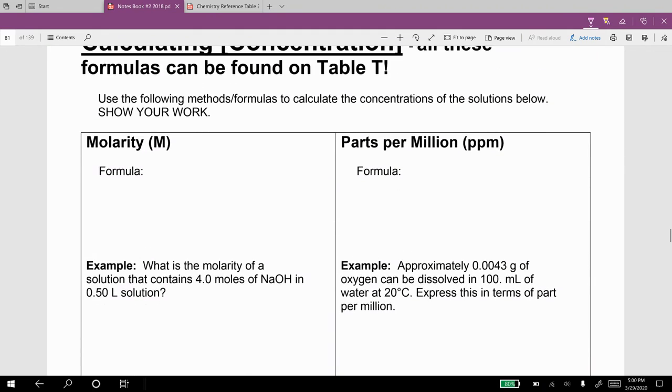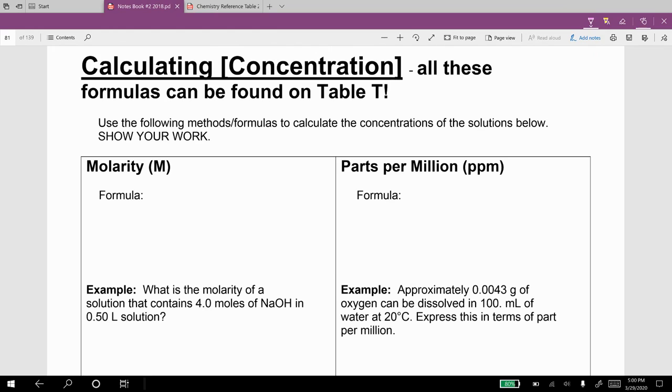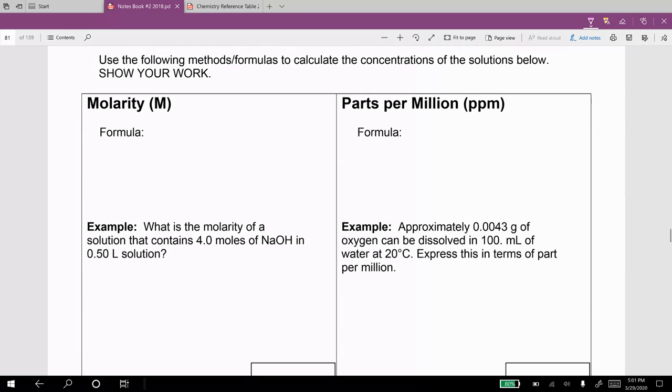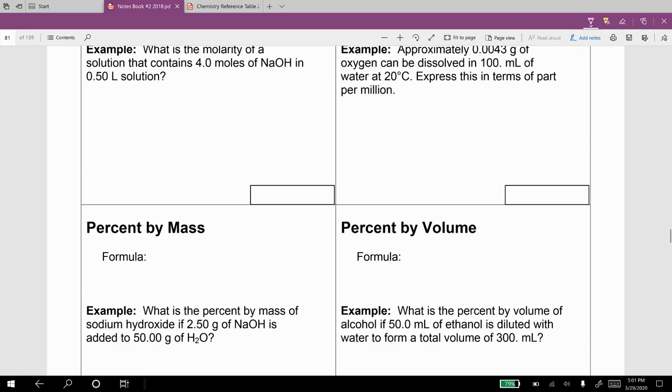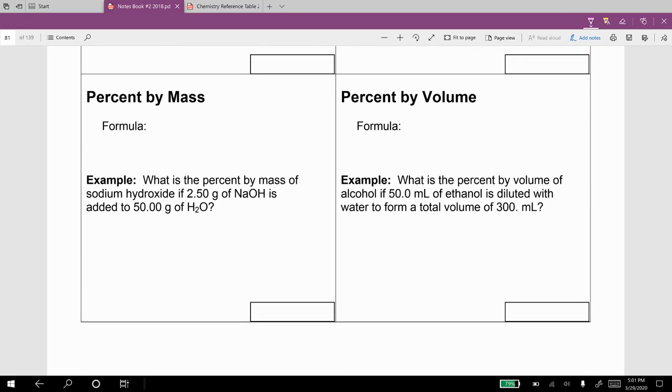All right, so now we're going to go to calculating. These are all what we call quantitative concentration. This is where we're attaching numbers, and we're going to do a lot of math here. I'm going to do the bottom first: percent by mass and percent by volume.